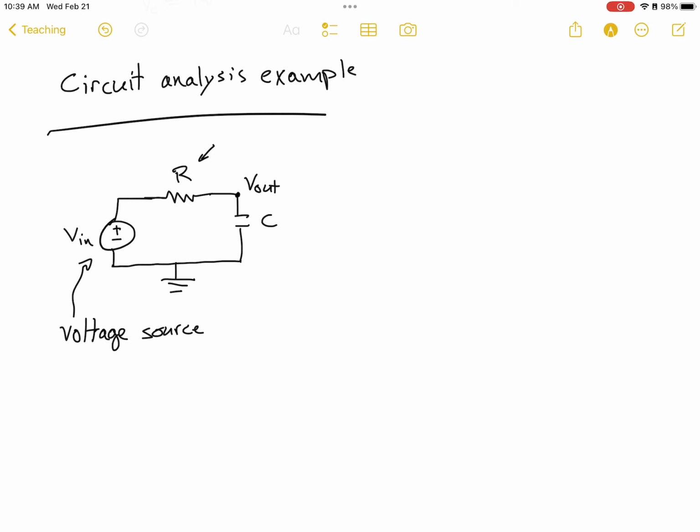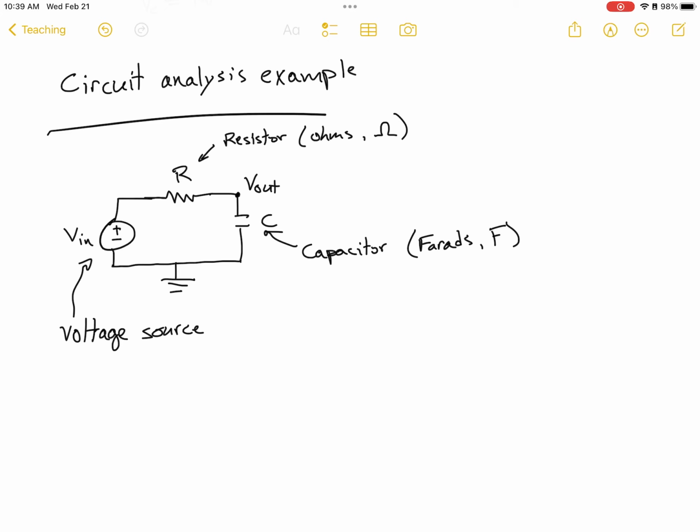Here we have a resistor, and the resistance is measured in ohms, which is usually given the symbol of a capital omega. And here, this is a capacitor. And the units of a capacitor are farads, which are denoted by a capital F, usually.